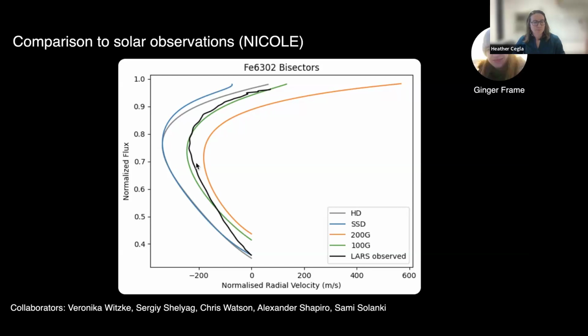And actually, you can see that for the quiet sun observations on this day, we were probably somewhere in between a small scale dynamo and 100 Gauss. So if you want to match the quiet sun, it might be somewhere in between there. So we still need to do a little bit more research into that.